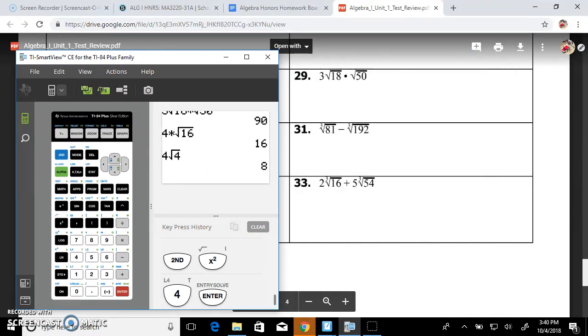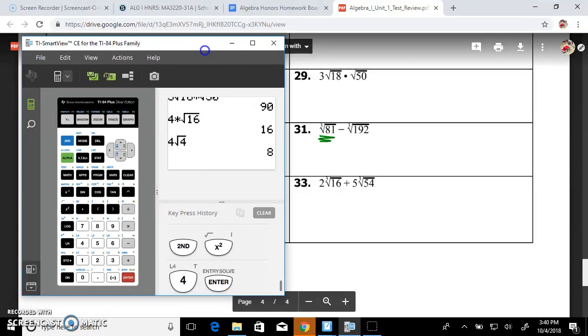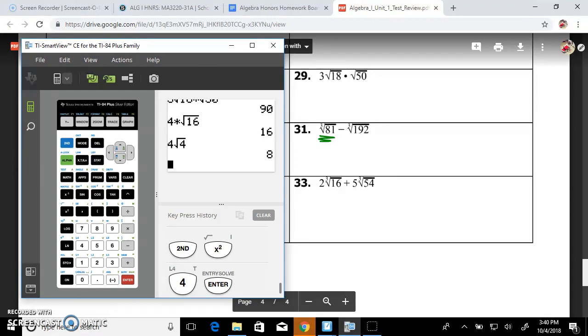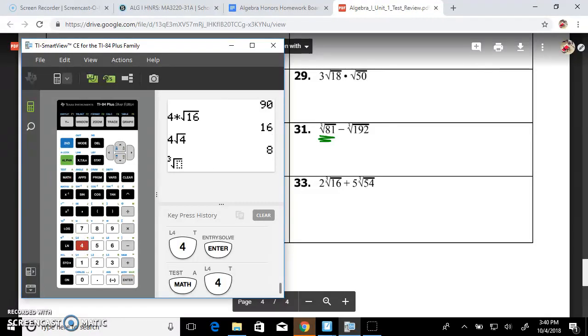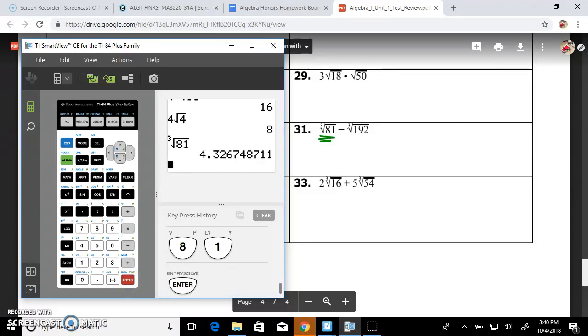Okay, on to 31. So we're looking for cube roots. I'm just going to check something really quick. I don't have all my cube roots memorized, as you may not. And so I just want to check to see if the cube root of 81 is an integer. So we go to math, and then cube root is number 4. And let's see what the cube root of 81 is. Okay, it's a decimal, so that means that we are going to have to simplify it by hand.